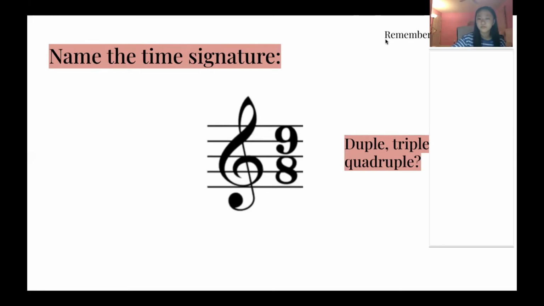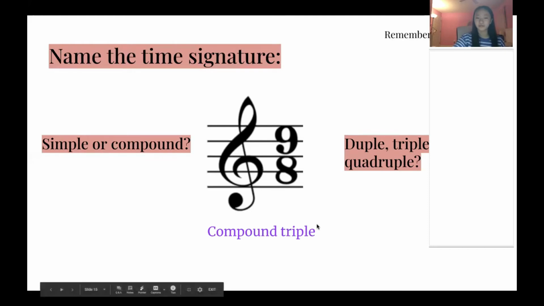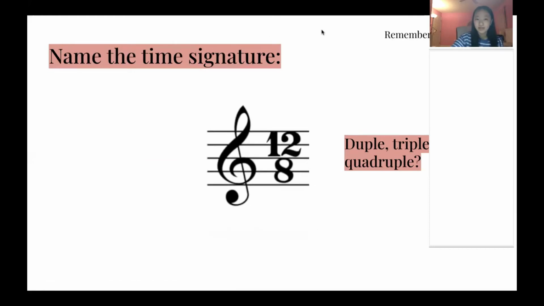Triple? Very good. And is it simple or compound? Compound. Very good. Because you have to divide 9 by 3 to get 3. It's only a simple one if the top number is 2, 3, or 4. If it's anything above that, it's not simple. I guess that helps you remember it. Okay, good job. This is a compound triple. Next one.